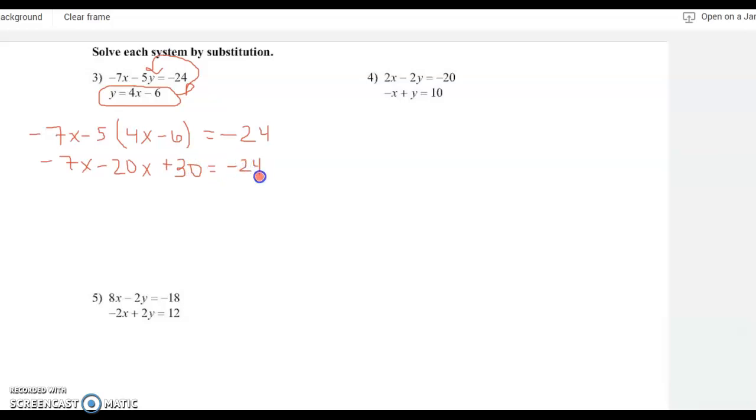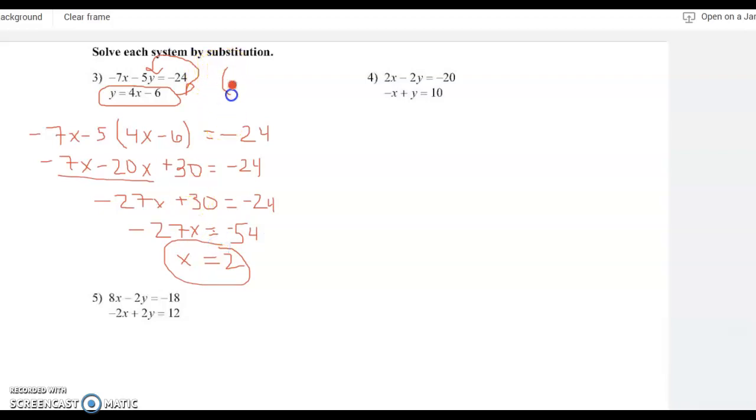I would combine like terms. So I'm at negative 27x plus 30 equals negative 24. I would then subtract my 30. So I'm at negative 27x equals negative 54. So then when I divide both sides by negative 27, I find out that x is 2.